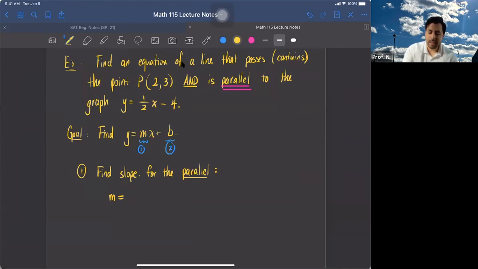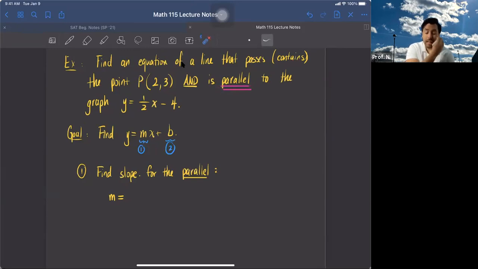So this line, y equals 1/2 x minus 4, is not what I'm looking for. I'm looking for the line that happens to be parallel to this line that also contains this point. And that is the key. The key here is that since it's parallel, the slope is 1/2.